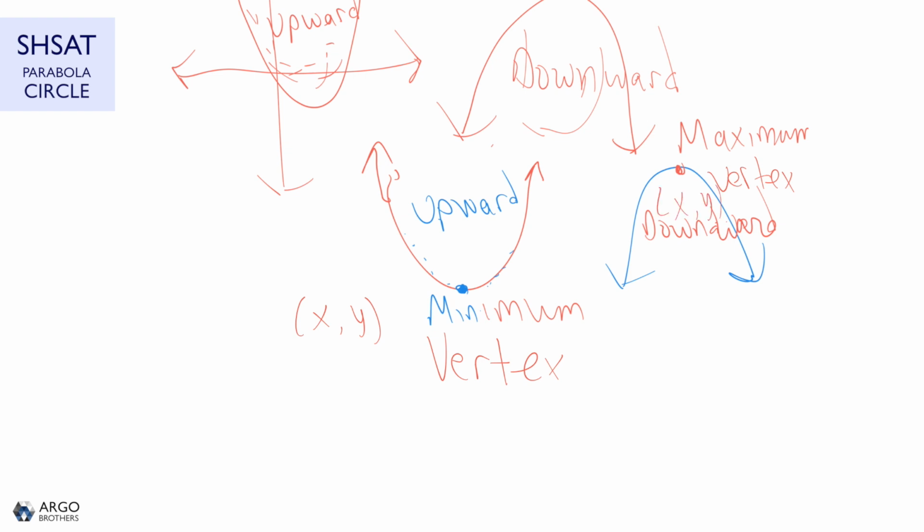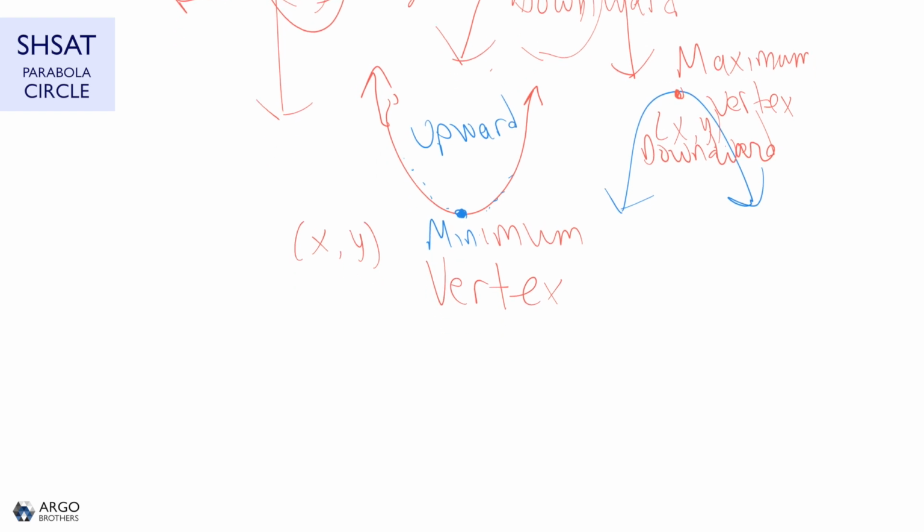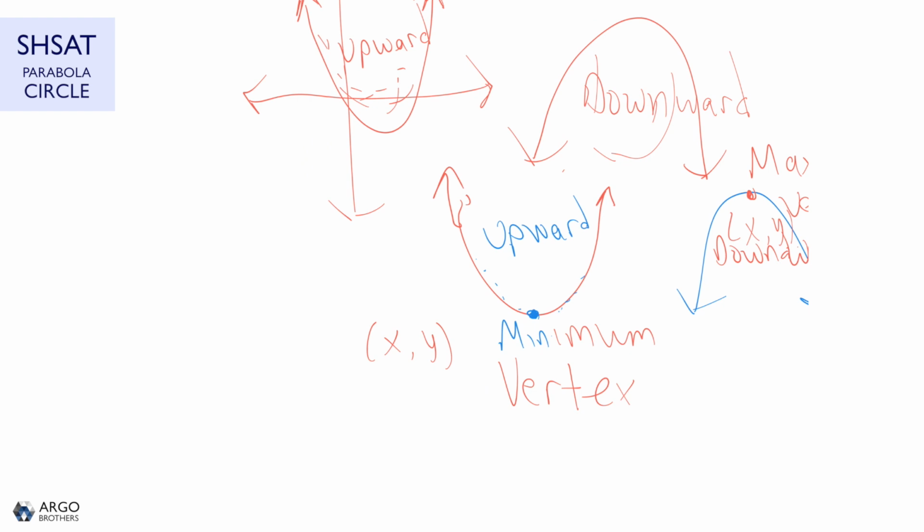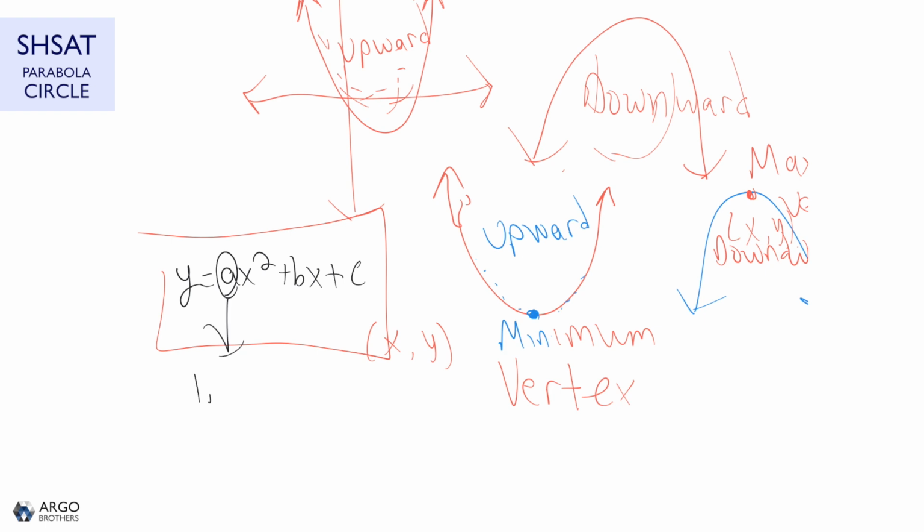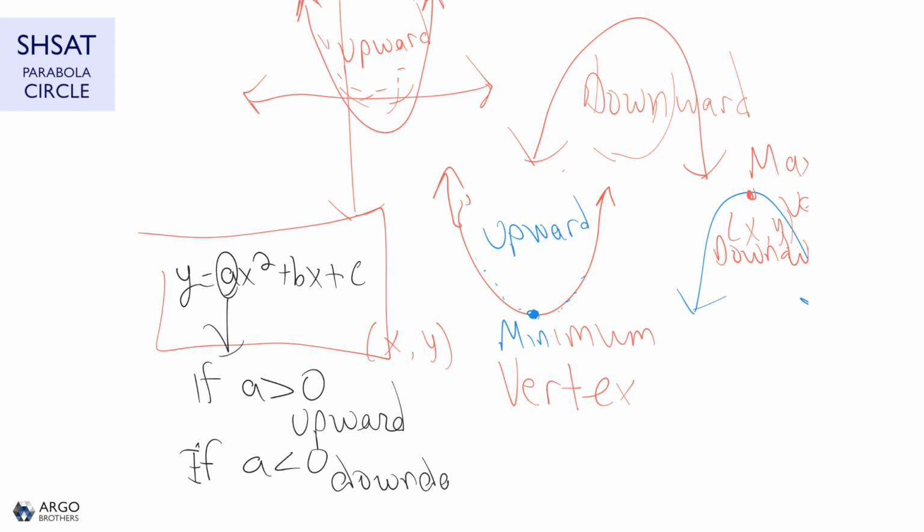All right. The other thing I want to go over for parabolas before we start graphing them is, when you have a parabola, how do you know if it's upward or downward? Let's go back to the general form of the equation of a parabola: y equals ax squared plus bx plus c. We look at the a, the coefficient in front of the highest power, which is x squared. If a is bigger than 0, then we have an upward parabola. If a is less than 0, then we have a downward parabola.